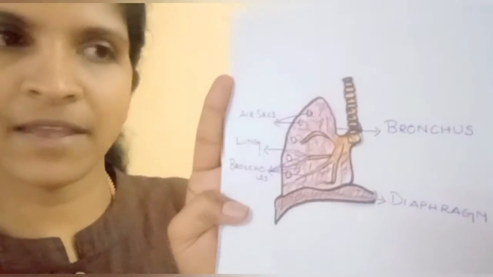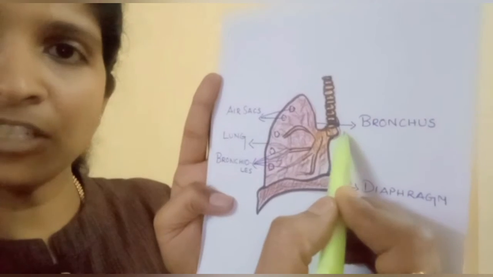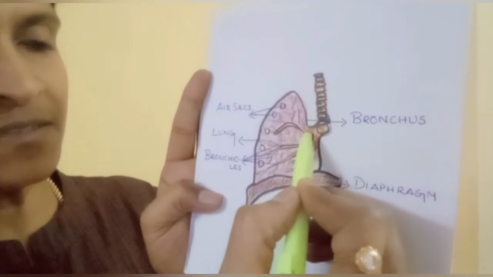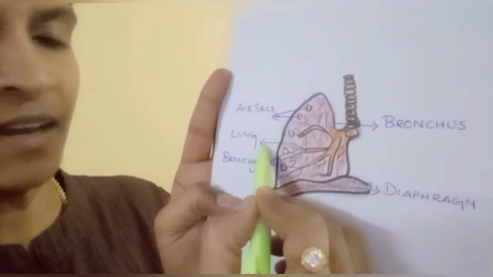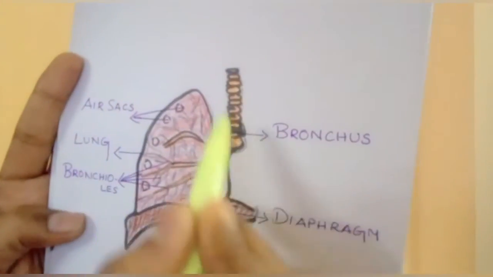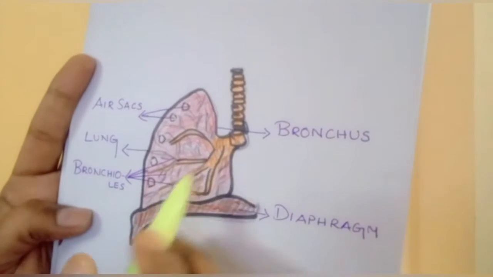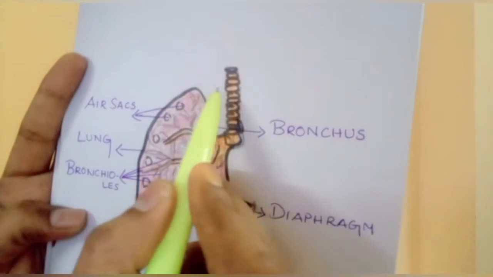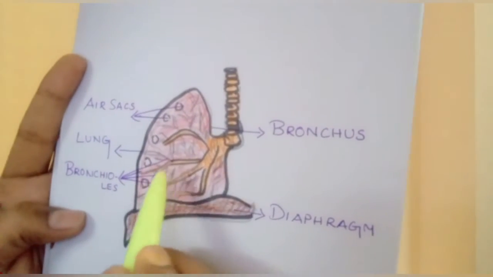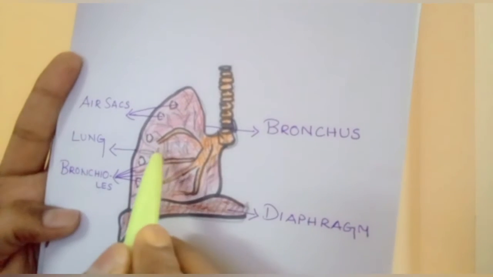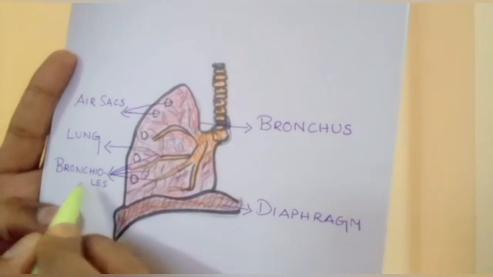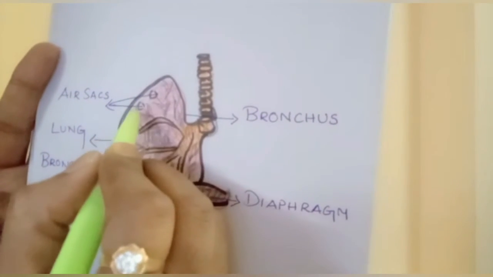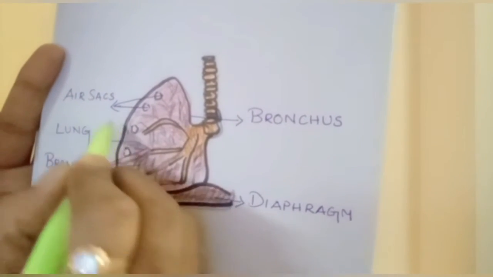Next part is the bronchi. The trachea divides into two bronchi. The bronchus is a tube which connects the trachea with the lungs. This is the structure of the lungs. The bronchi also have cartilaginous rings to keep their passages open in the lungs. Each bronchus is divided into small branches called bronchioles. Each bronchiole ends in a tiny chamber called an air sac.